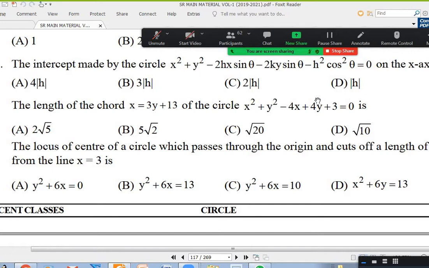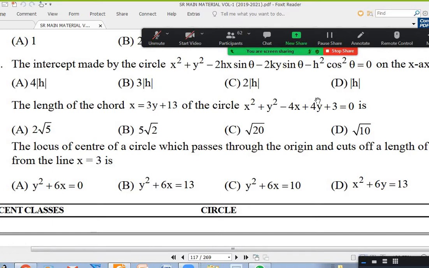Lokeshwar, you are asking the length of the chord, not 2 root r square minus d square. You are not getting the answer. Lokeshwar Rao. Yes, sir. What happened? 2 root r square minus d square. You are not getting the answer. Yes, sir. I'm not getting. Okay, some mistake or what?